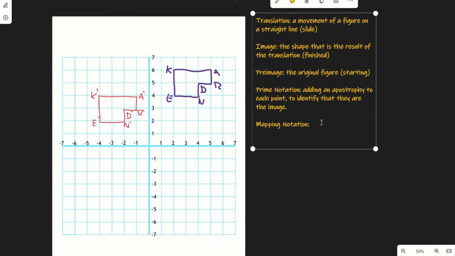Now, the last word to know up here is called mapping notation. Mapping notation is how to describe the movement of a translation. And the way that looks is we say this is (x, y). It becomes (x plus a, y plus a). A is the amount of movement I had.